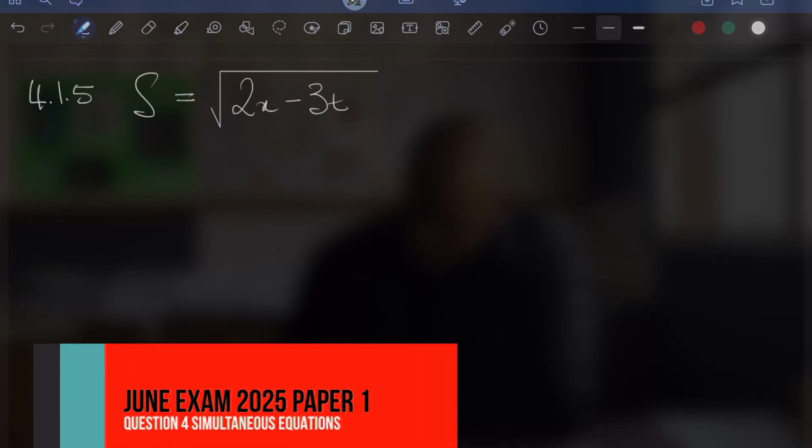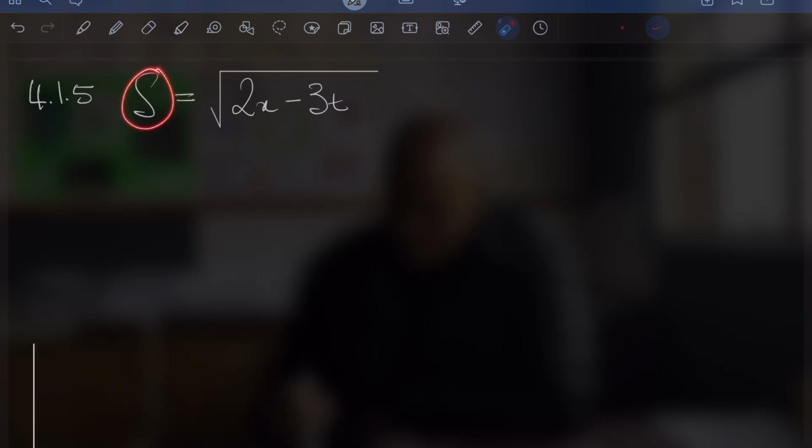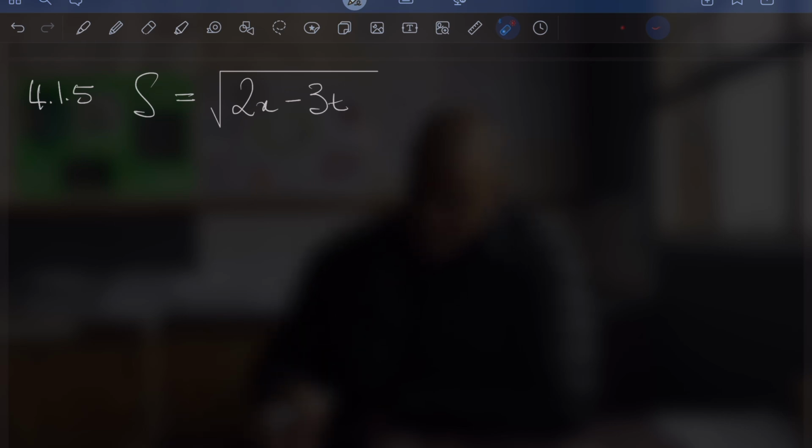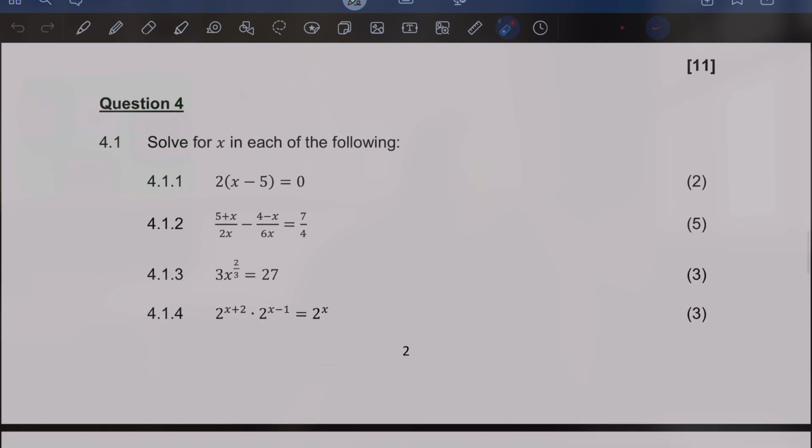4.1.5, we have a literal equation. So this is a literal equation because there are all kinds of variables here. So we can still solve for one variable by writing it in terms of everything else that's there, or all the other variables. So remember, our instruction is to solve for x in each of the following.